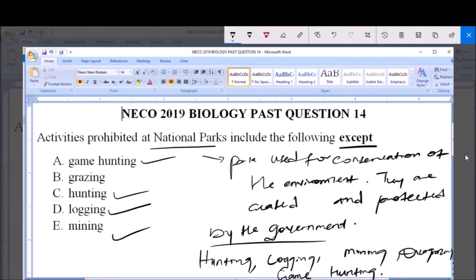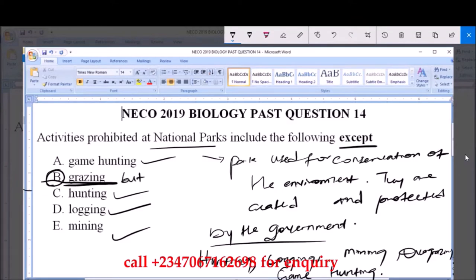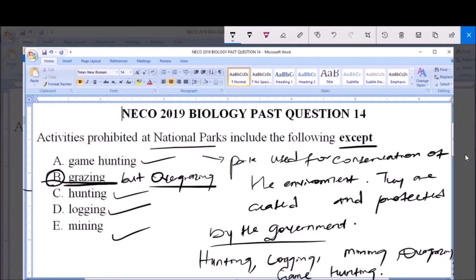Now, option B here says grazing. Grazing is not prohibited in a national park, but overgrazing is prohibited. So take note. Grazing is not prohibited because grazing simply means animals feeding on grasses. And like you know, in national parks you find animals and these animals feed on grasses. That's grazing. But overgrazing is prohibited in a national park because a national park aims to conserve the environment, and overgrazing will deplete the environment. So grazing is actually the answer to this question. It is not prohibited in a national park. Option B is the correct answer.